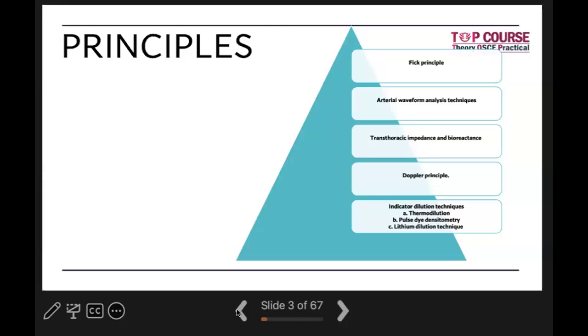So there are 4 major principles using which the cardiac output monitoring devices function. Number one is the Fick principle and the variation of the Fick principle. Number 2 is the arterial waveform analysis. Number 3 is the transthoracic impedance and bioreactance. And number 4 is the Doppler principle. So if you want to classify cardiac output monitoring based on the principle, this is how you have to classify. And if it is asked as a question, then you have to start writing what are all the arterial waveform analysis techniques, explain about impedance and bioreactance and the Doppler principle also.